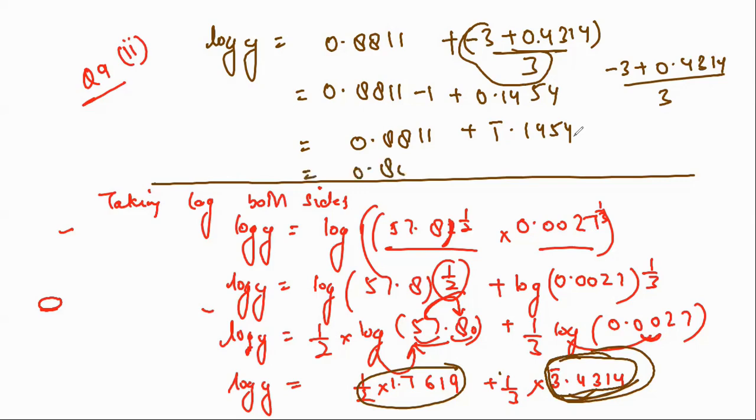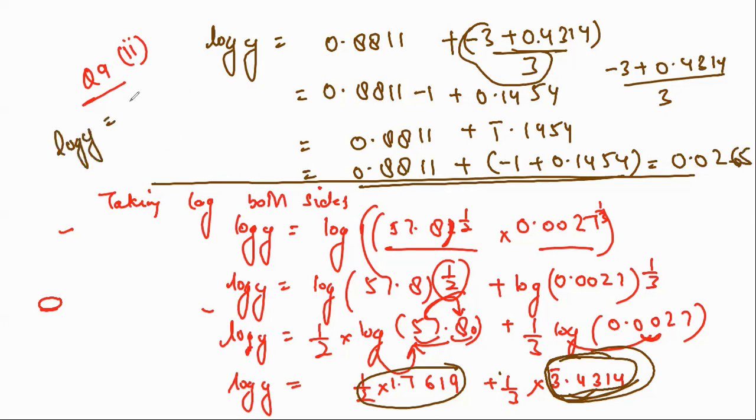So it's 0.8811 plus, we can write this 1 bar as minus 1 plus 0.1454, and we'll solve this whole part. This gives me 0.0265. Okay, right? So now we have log y that is equal to 0.0265. Now we have to find the value of y.